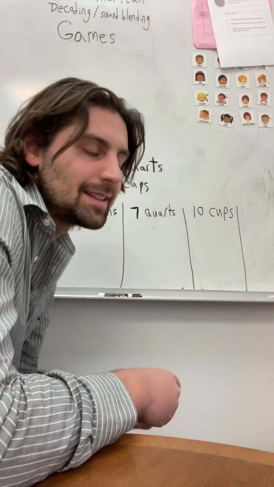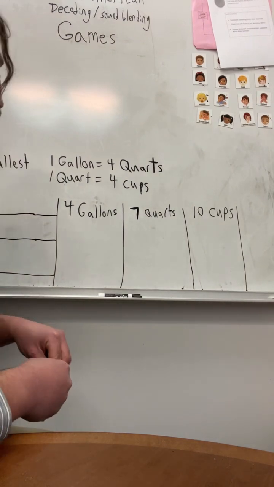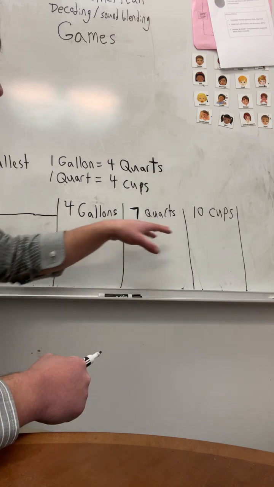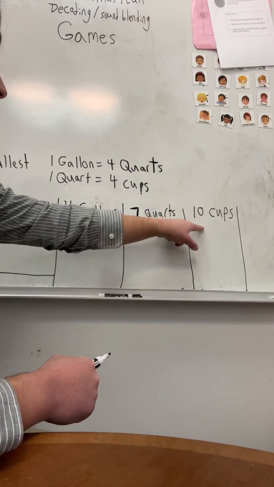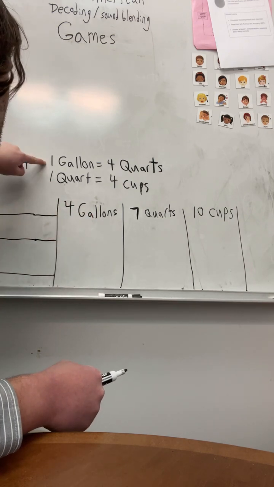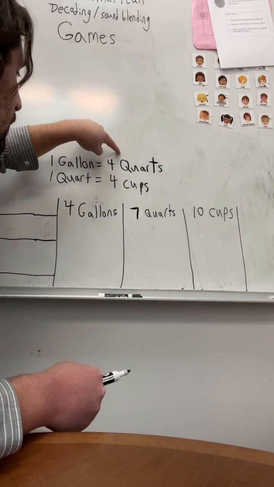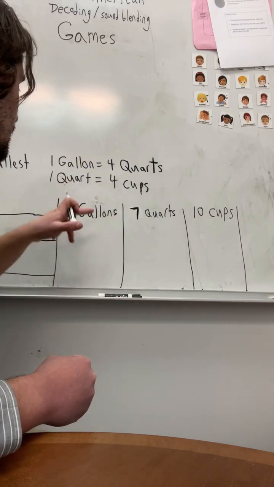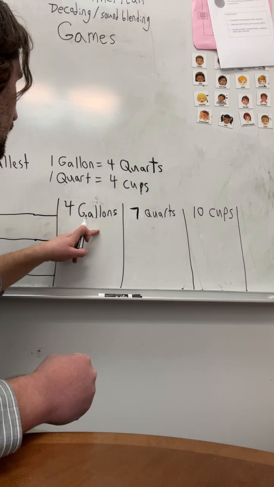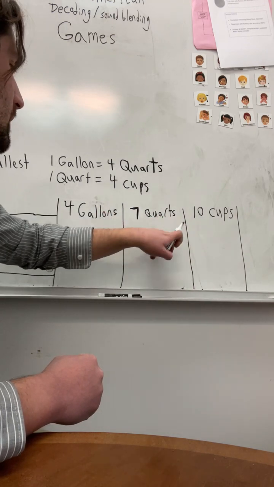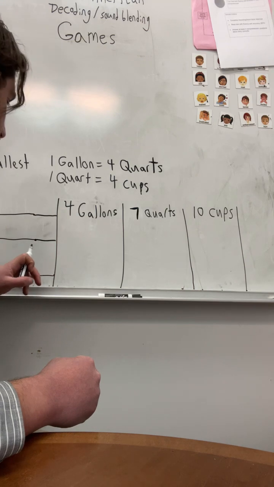All right. So we have to figure out which of these amounts is the largest: 10 cups, 7 quarts, or 4 gallons. Now, the information they give us is that 1 gallon is equal to 4 quarts and 1 quart is equal to 4 cups. So knowing that information, we have to determine which is the biggest: 4 gallons, 7 quarts, or 10 cups, and we have to put these 3 measurements in order from least to greatest.